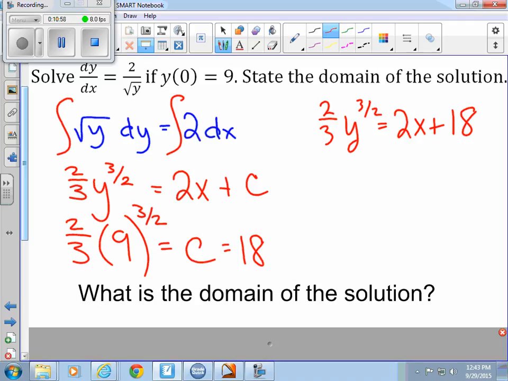Now we will get y by itself. I would multiply both sides by 3 halves. You could divide by 2/3 if you would rather. So multiply by 3 over 2, I just get 3x. Multiply by 3 over 2, I get 27. Is that right?